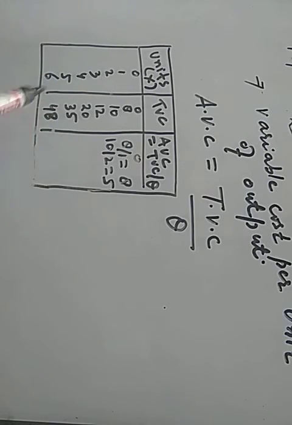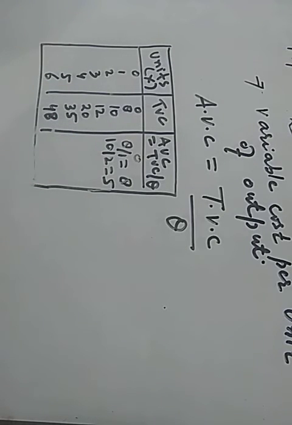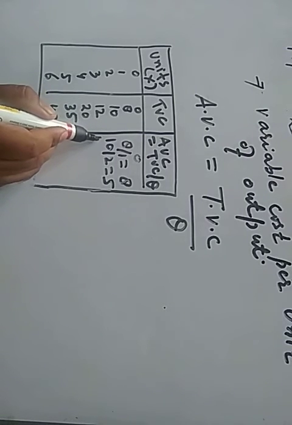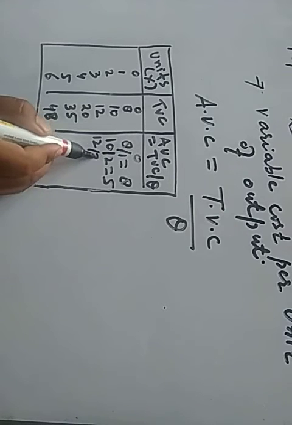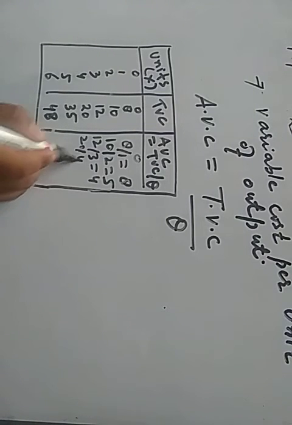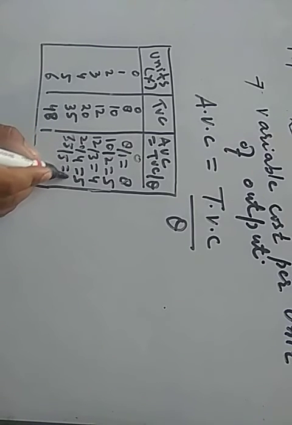And for other combinations, that is different units of output and total variable cost, the average variable cost will be calculated with the help of this formula, and the values will be 12 divided by 3, equal to 4, 20 divided by 4, equal to 5, 35 divided by 5, equal to 7, and 48 divided by 6, equal to 8.